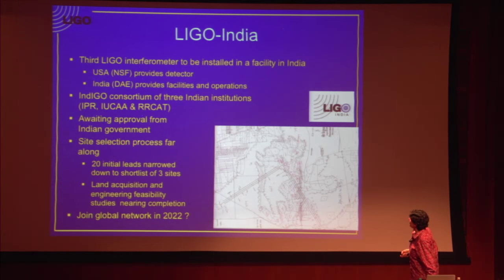LIGO India is a third LIGO interferometer that we're hoping to install in a facility in India, with the arrangement that the U.S. provides the detector and India provides the facilities and operations. It's at the phase where it's been proposed, it's gone far through the approval process and is waiting for final approval from the Indian government. And this is just a little plot that shows that the site selection process is also well underway. And if things go as planned, then it should join the global network in 2022.